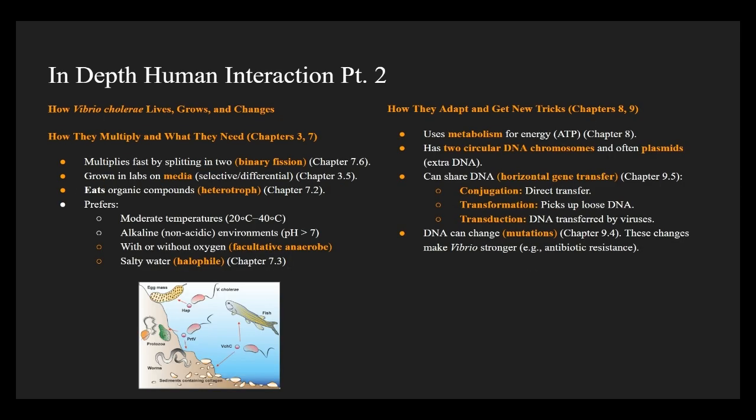Vibrio cholerae multiplies rapidly through binary fission, and is grown in labs on selective and differential media. It's a heterotroph, preferring moderate temperatures, alkaline and salty environments, and it's a facultative anaerobe. It adapts through horizontal gene transfer, through conjugation, transformation, transduction, and through mutations in its DNA, leading to antibiotic resistance and enhanced virulence.